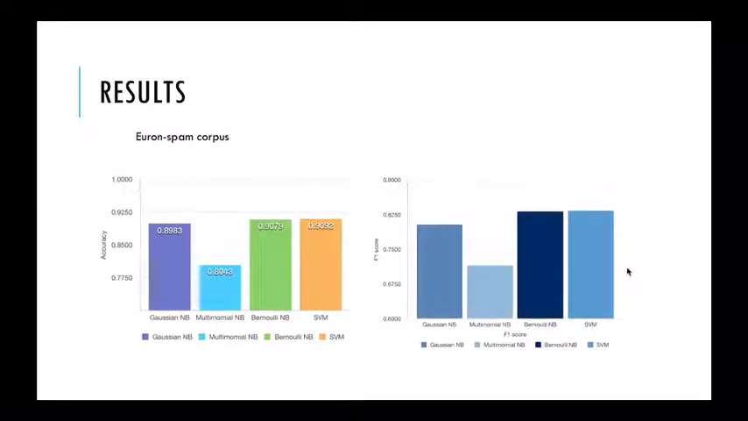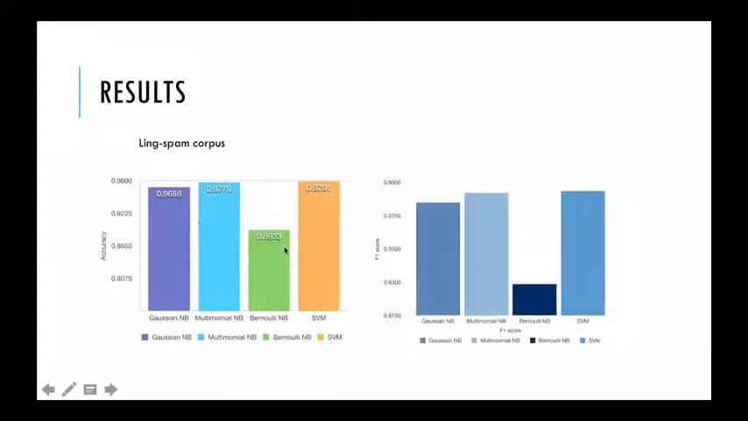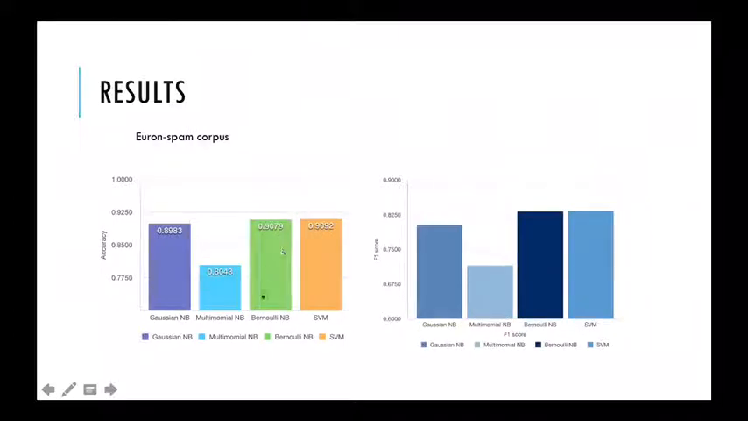These are the results for the Euro spam corpus. Unlike the previous one, here Bernoulli naive Bayes has done a great job, but multinomial naive Bayes does not have a good result. And as for the F score, both Bernoulli naive Bayes and support vector machine are great.